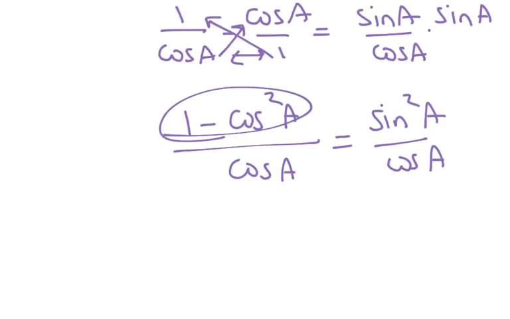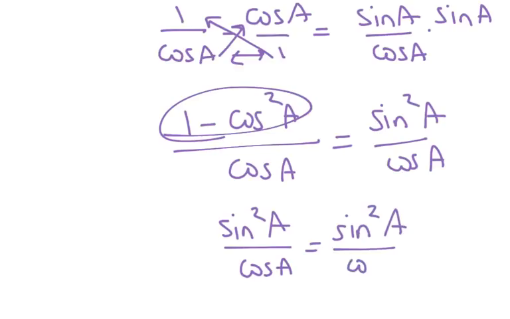And then 1 minus cosine squared is a manipulation of one of the Pythagorean identities. It was equal to sine squared. And as soon as both sides of the equal sign are equivalent, you have verified the identity.